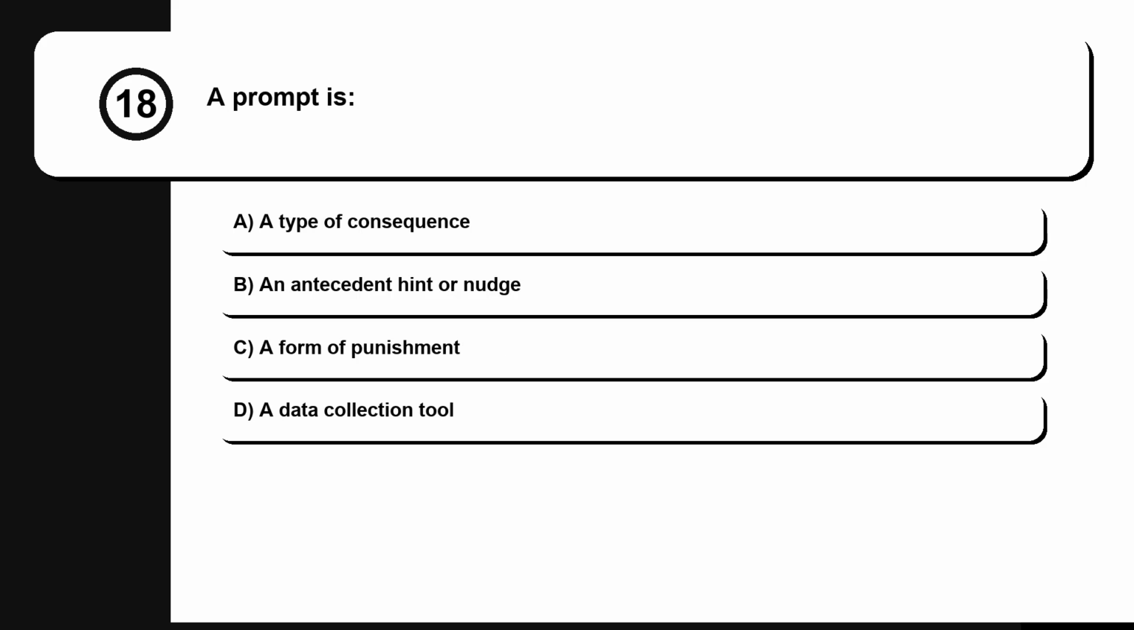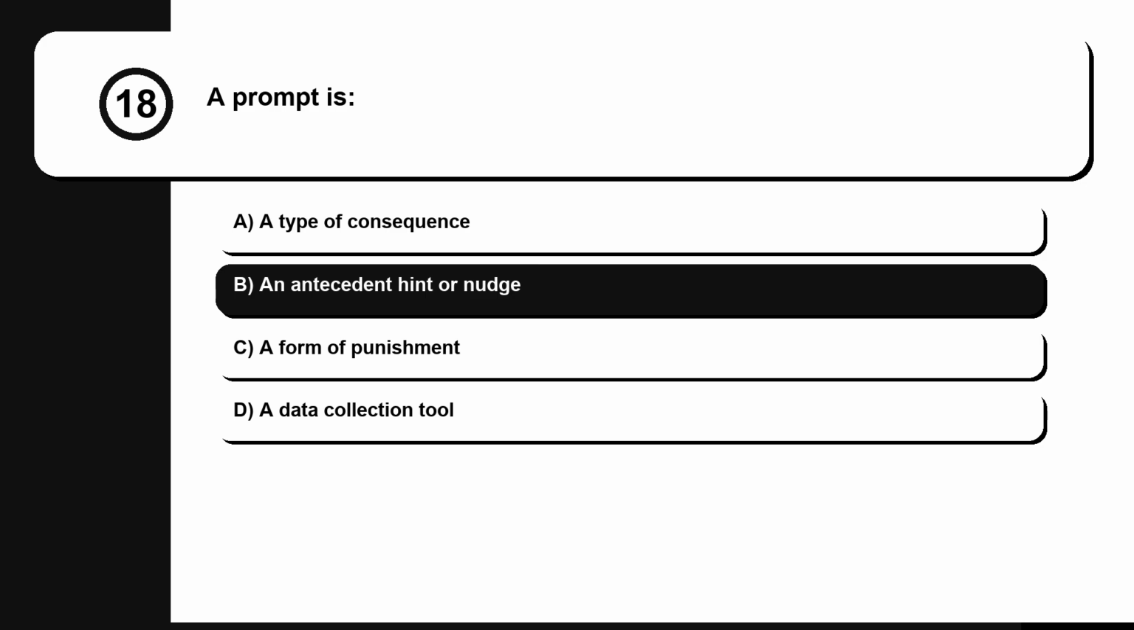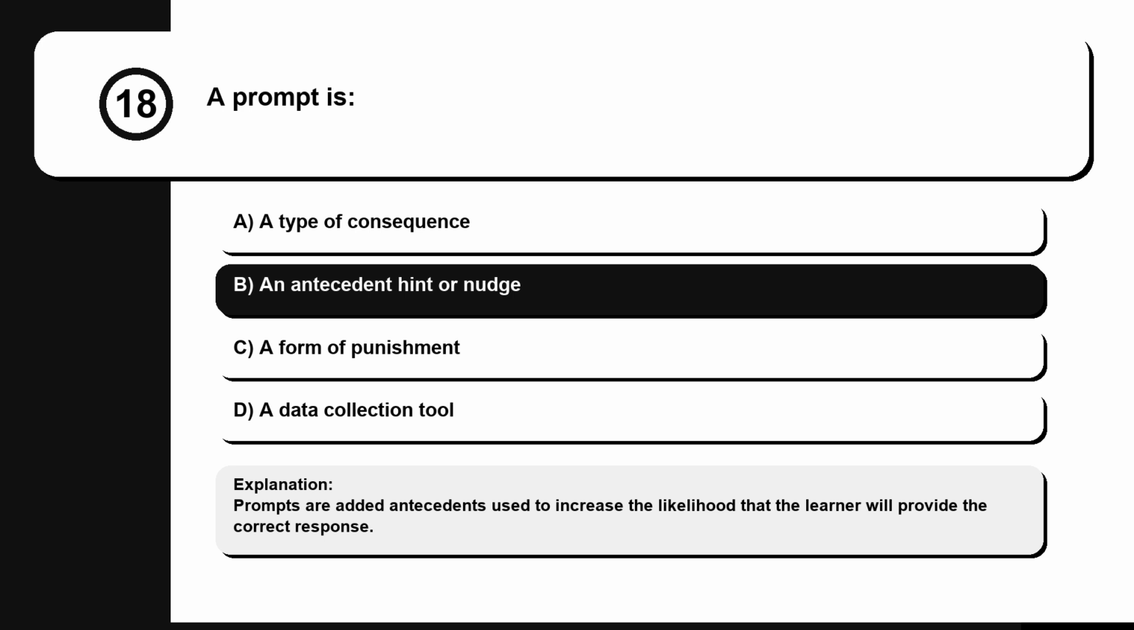Question 18. A prompt is A. A type of consequence, B. An antecedent hint or nudge, C. A form of punishment, or D. A data collection tool. The correct answer is B. An antecedent hint or nudge. Prompts are added antecedents used to increase the likelihood that the learner will provide the correct response.